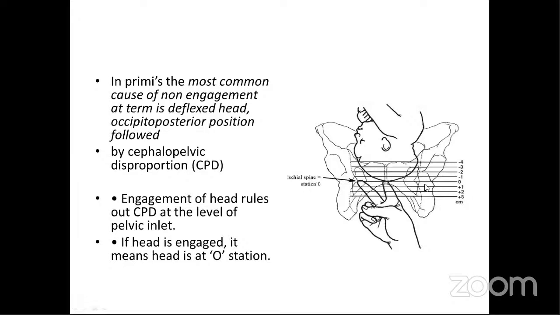Is it clear to all of you? Yes? Yes or no, students? Yes, ma'am. So there's no doubt in understanding of the engagement and the station of the fetal head?